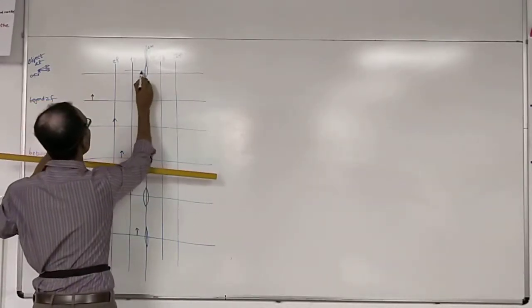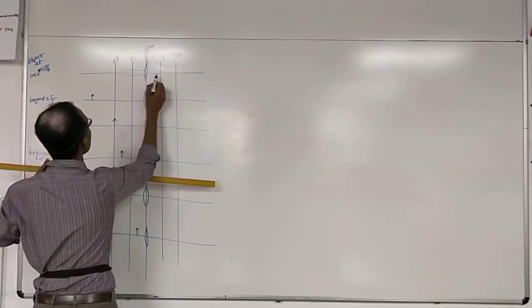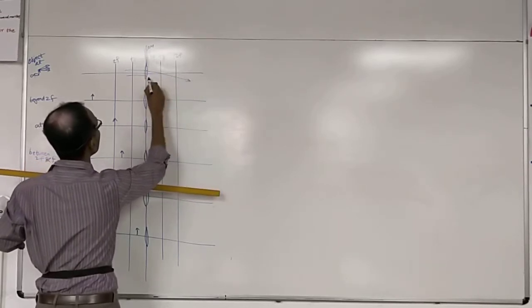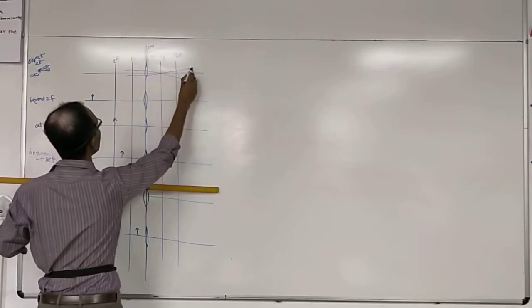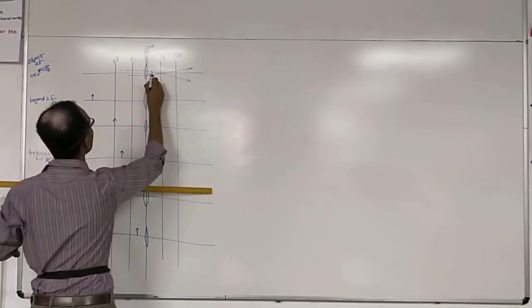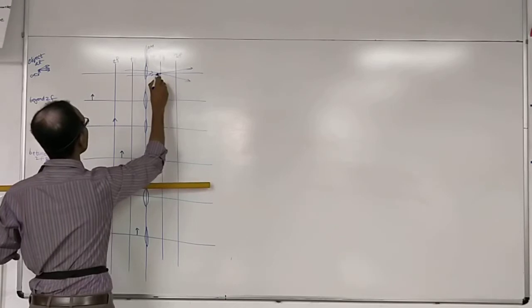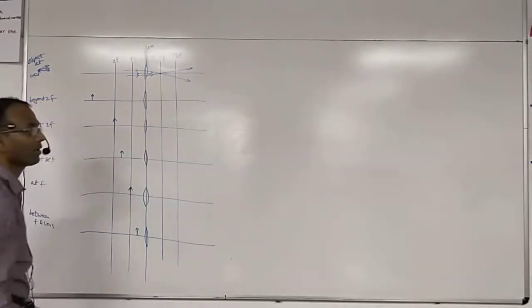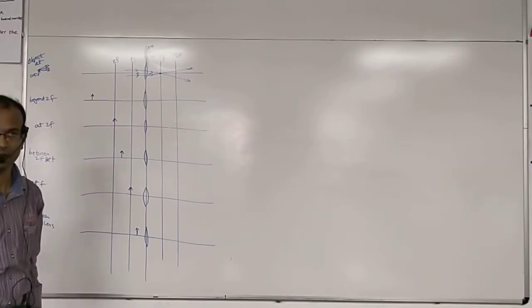So if the rays are parallel to the principal axis, how will they go? They pass through F, the other side. So they will pass through this F. Remember to draw the arrows. Very important to draw the arrows on incident rays as well as refracted rays.